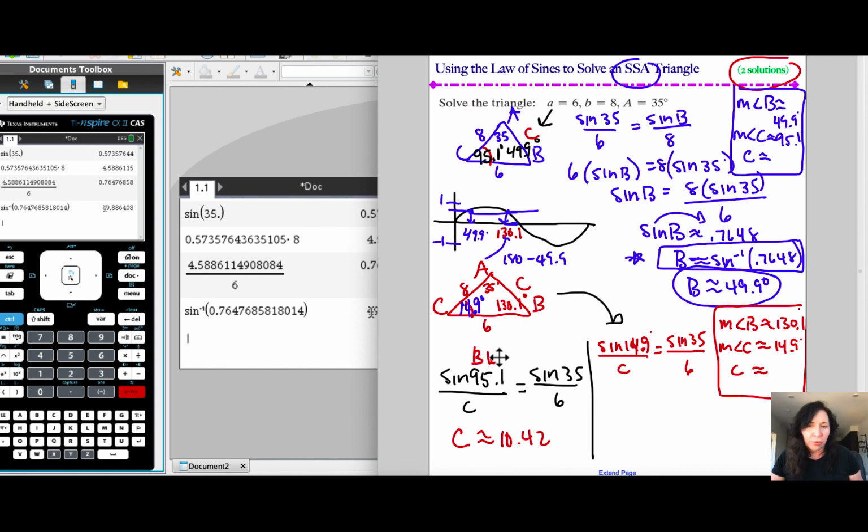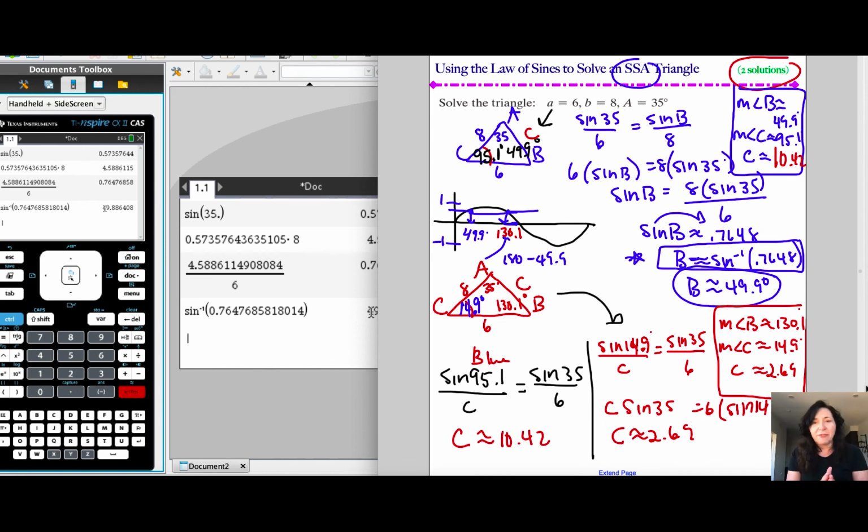And so this is the blue triangle, so this is going to be 10.42. On the right side, you're going to go c times sine of 35, and that equals 6 times sine of 14.9. So I'm going to go sine of 14.9 times 6 divided by sine of 35. So please use parentheses, trig sine of 35. And I get 2.68, so 2.69. So this one, c is about 2.69. And we're done. So that was a lot.